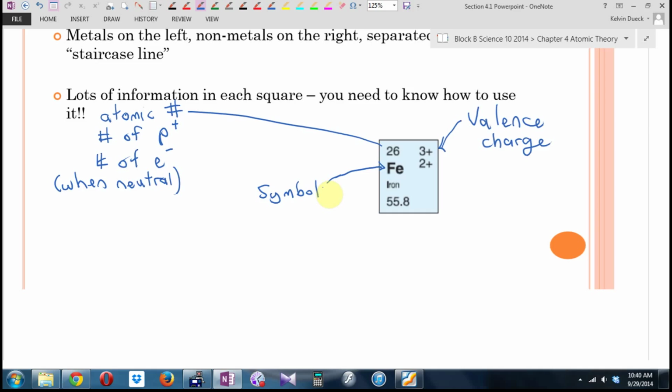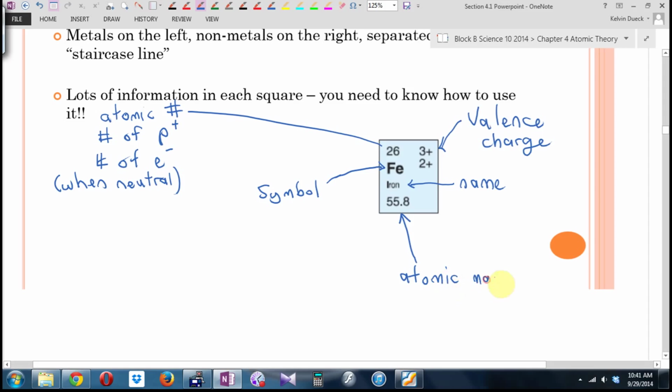A lot of the ones further down were discovered by countries, and so the people in that country may have named them after that country or a place in that country. That's why there's so many elements that begin with the letter Y and the letter T. There's a village in Sweden called Yttra, where they found a whole bunch of previously undiscovered elements in a mine. And so there's yttrium, there's ytterbium, there's a bunch all named after this place. Iron, name. And then the last one, that 55.8. What did we call that? Atomic mass.